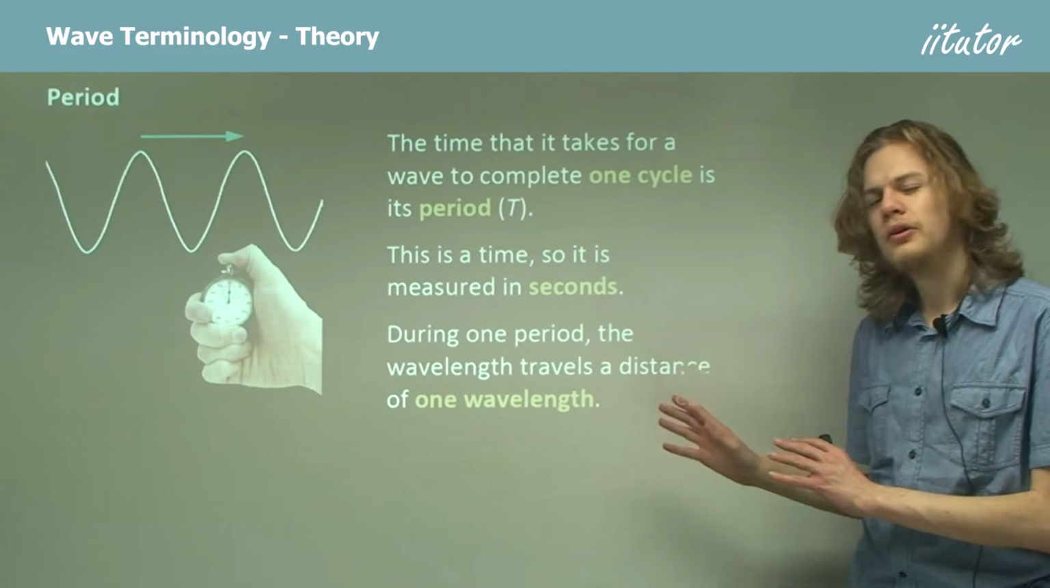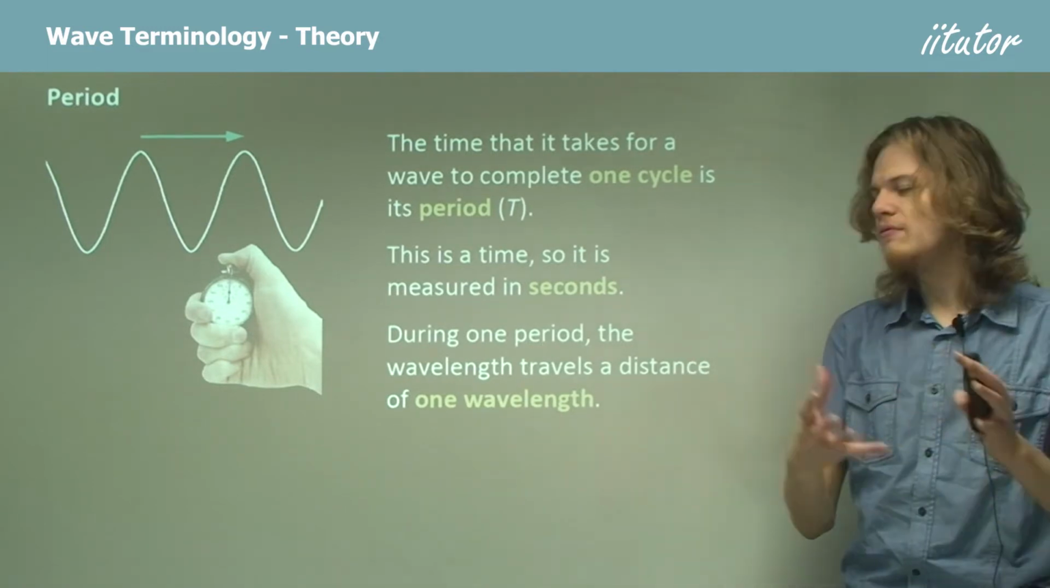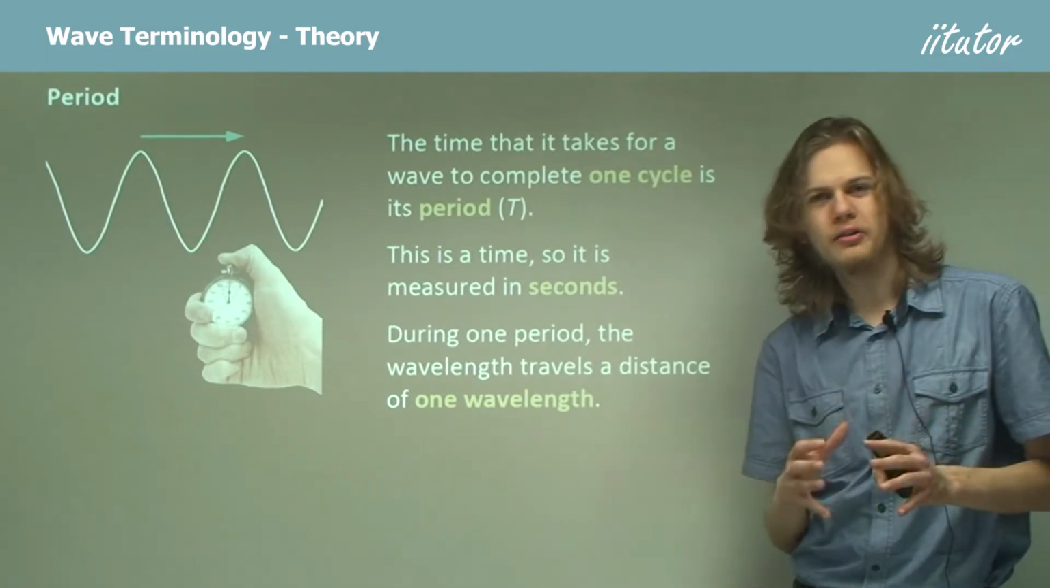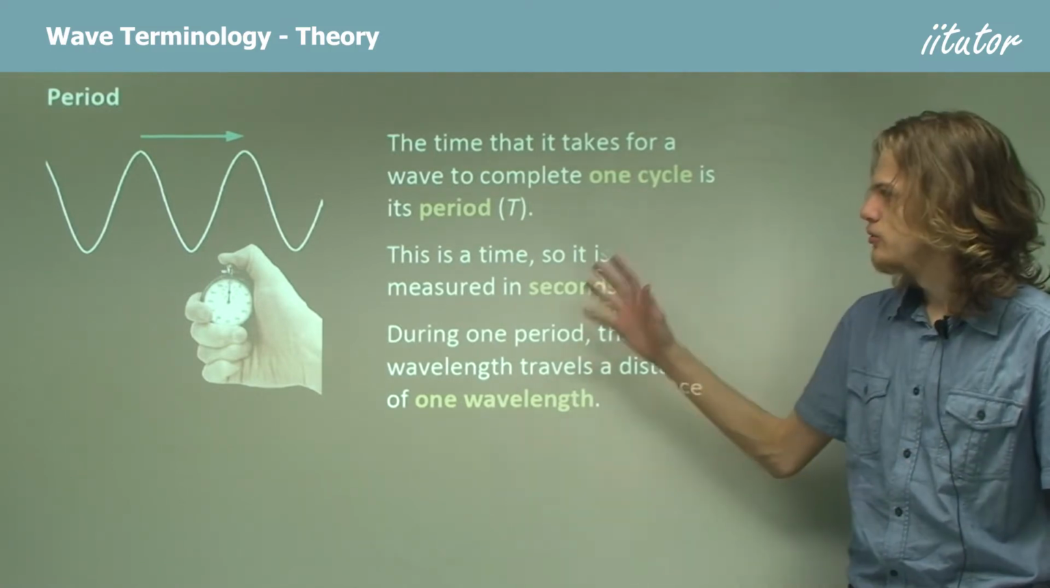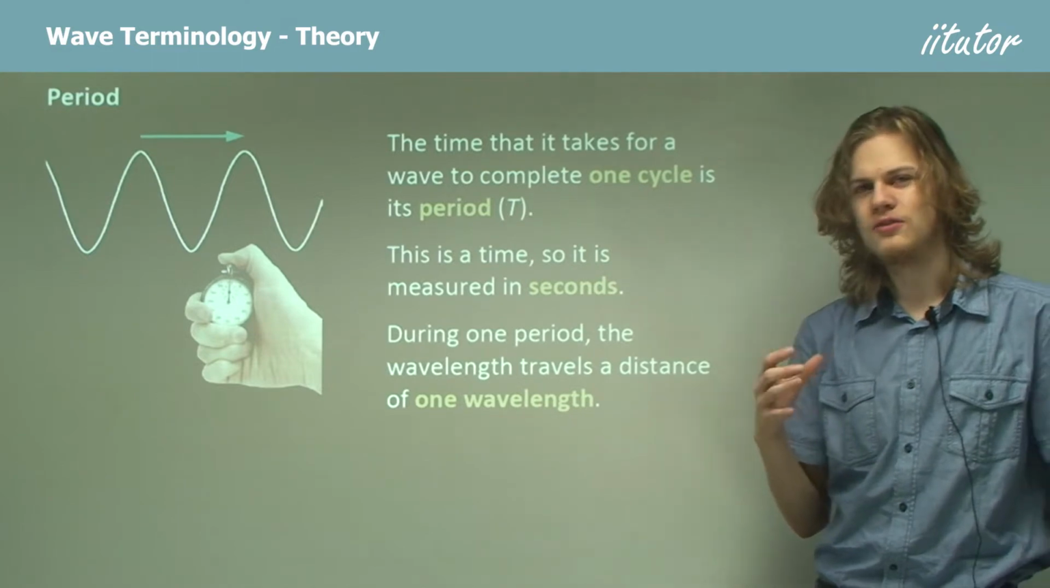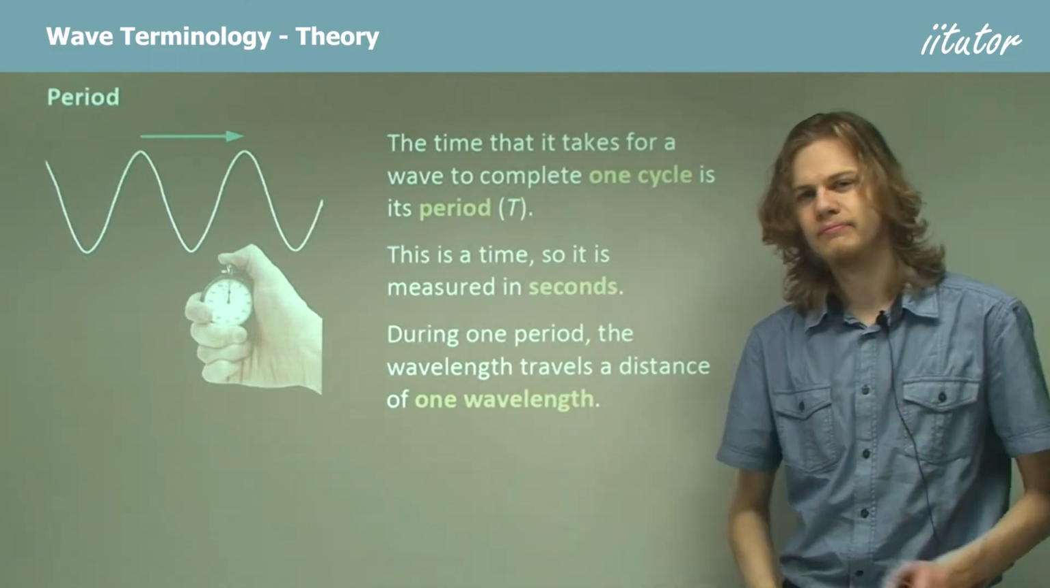So during one period, the wave travels one wavelength, and that means that after one period, it looks exactly the same as it did when it started. So the period is the amount of time it takes for the wave to travel a wavelength.